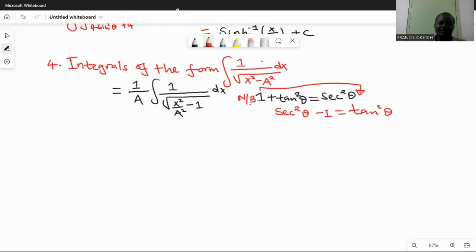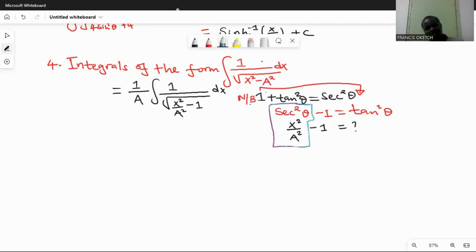So then what do we say? If I do the comparison, I have x squared over a squared, then we are subtracting 1. What should this give us? We are interested in the left-hand side. You see, minus 1 is the same on the left-hand side. So you can as well say that x squared over a squared is the same as sec squared theta.